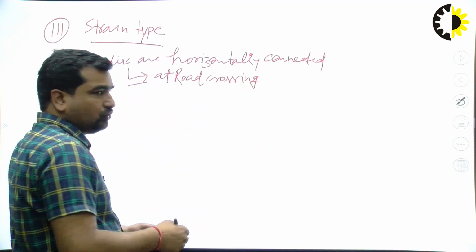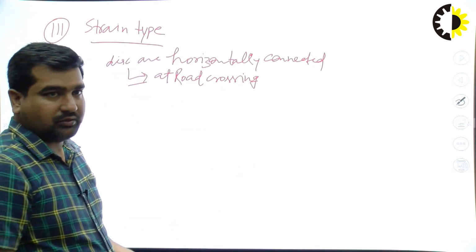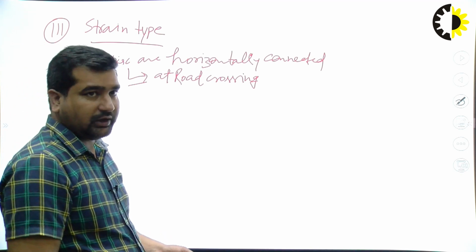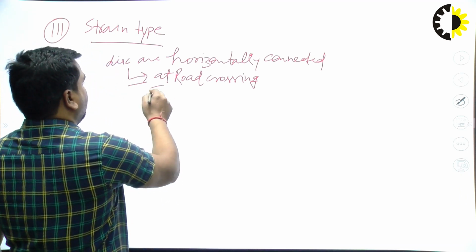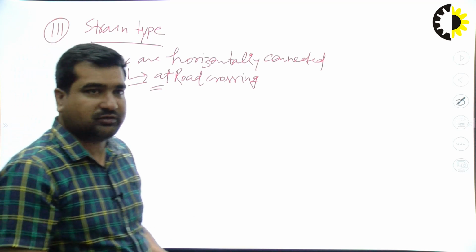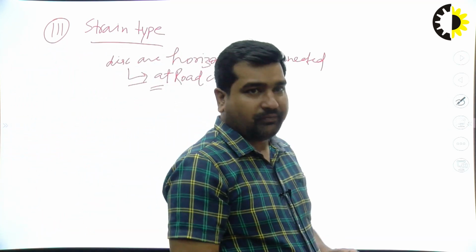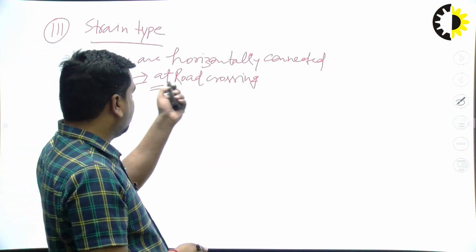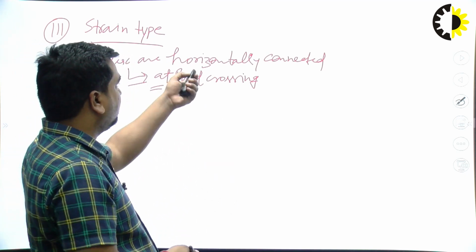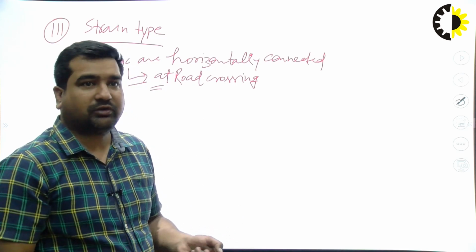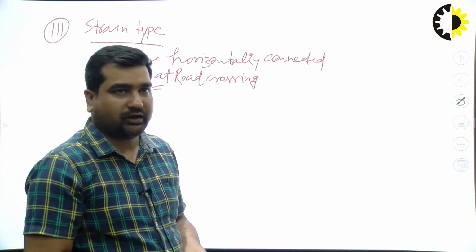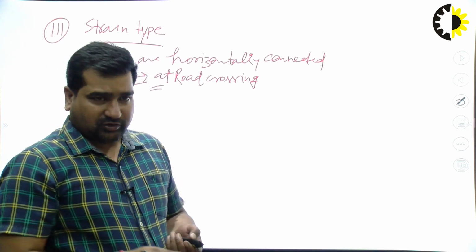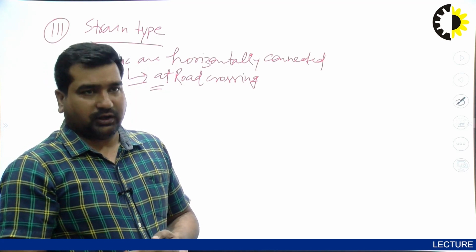Okay. And for two unequal size of tower, we can have strain type, and the operating conditions will be the same for strain and suspension type. The only difference is that they are connected horizontally. In strain type the discs are horizontally connected, but in suspension type the discs are vertically connected.